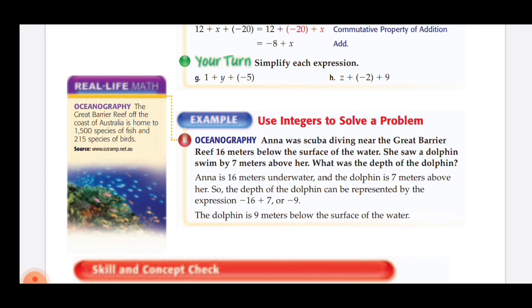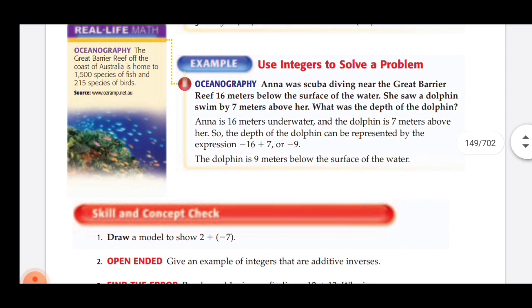G. 1 plus y plus minus 5. H. Z plus minus 2 plus 9. Example: use integers to solve a problem. H. Oceanography. Anna was scuba diving near the Great Barrier Reef 16 meters below the surface of the water. She saw a dolphin swim by 7 meters above her. What was the depth of the dolphin?